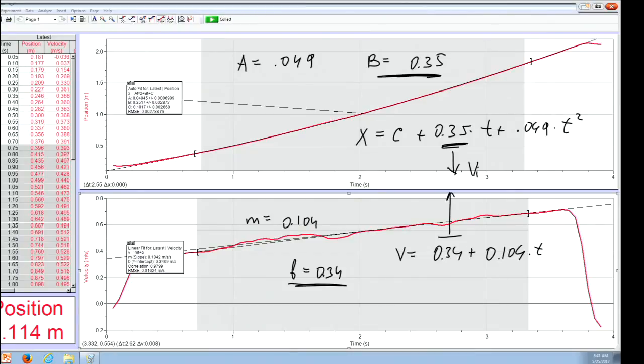What about acceleration? Well, this is supposed to be the acceleration.